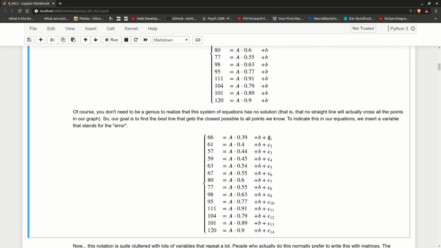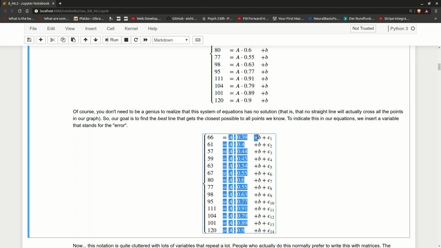And we can include an error value in each one of our equations. Now, it doesn't matter which a and which b I choose, there is always a possible error value that makes all of these equations satisfiable. Let's say that this value here sums to 40, then I can sum 26 here, and then the entire first equation is correct.